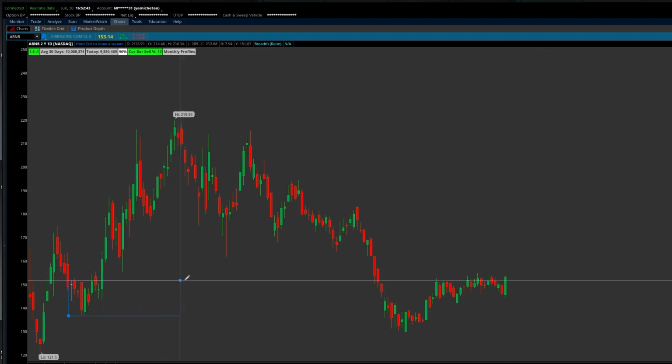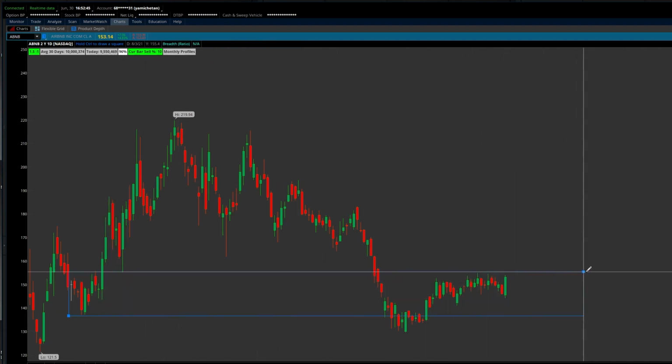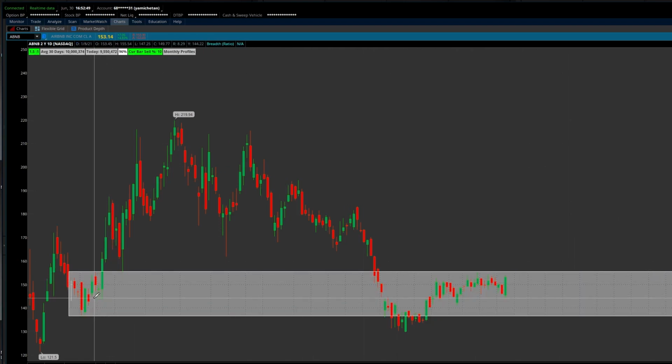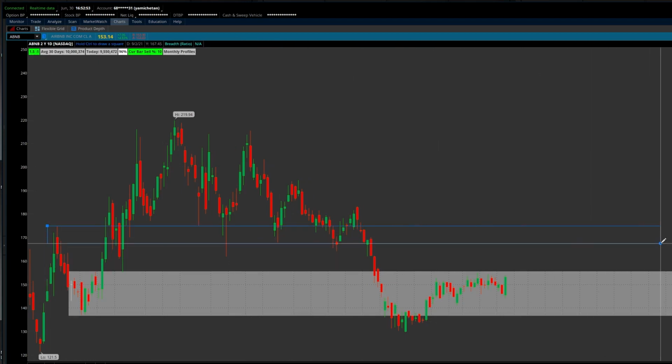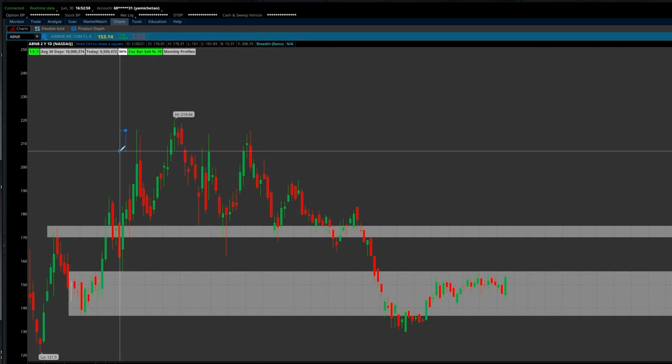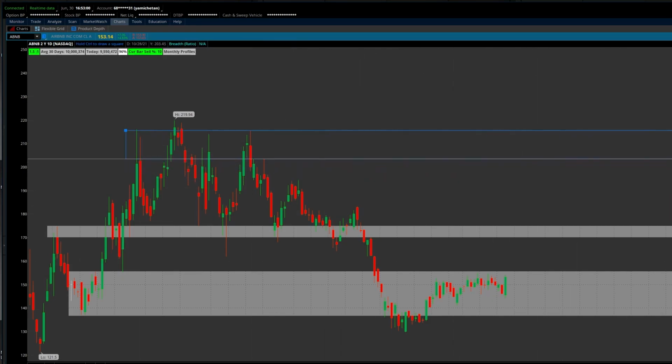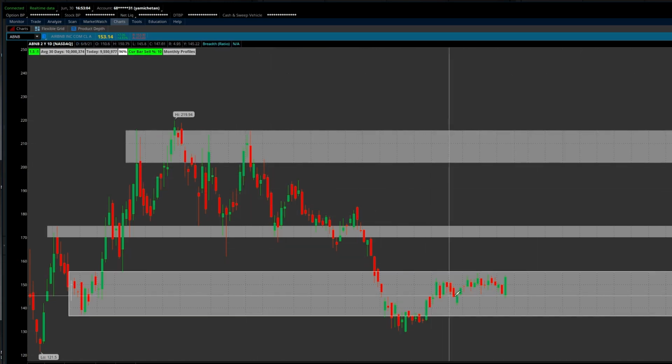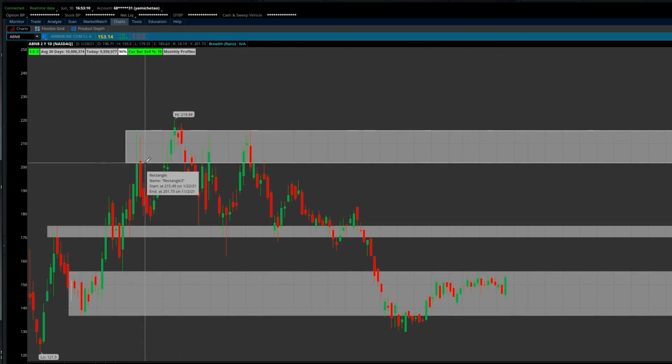So here would be one, just in this area. It's technically one demand area, but this is the other thing. A lot of times it's subjective to what you think. This would be a very simple way of drawing it.